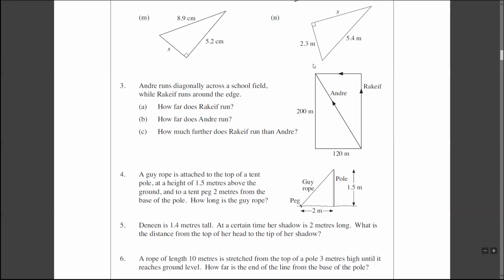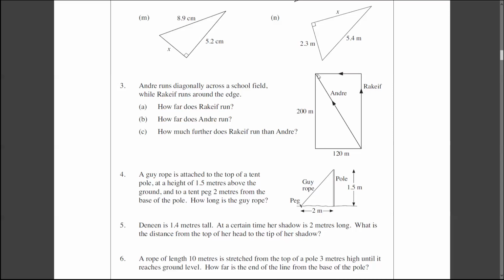Yeah, he's just running forward. So it'll be 200 meters, and then to go in the horizontal direction, 120. So you add both of them, you get 320. So Rakif ran a total of 320 meters. Now Andre just cut across the field.